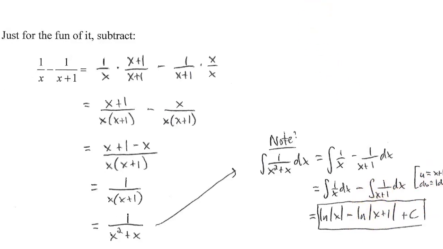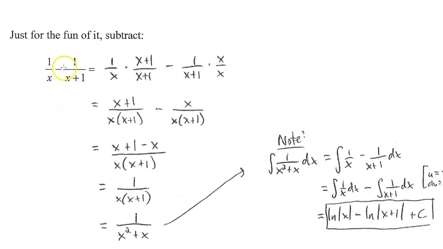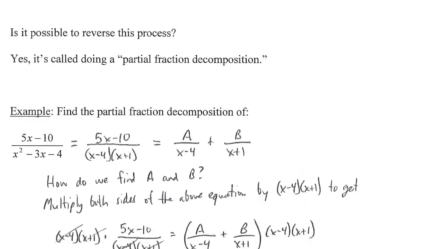Now, here's the question, though. Here, I started out with 1 over x minus 1 over x plus 1, and I combined them together to get this one. But if I were to try to do this integral, I would have to know how to do this process sort of backwards, because I wouldn't have known ahead of time that this is equal to these two things. So taking this rational function and breaking it apart into these pieces here, that's called doing partial fractions, right? 1 over x minus 1 over x plus 1 is called the partial fraction decomposition of this. So the question is really, can we reverse this process that we just did? Is it possible to reverse this process? Yes, it's called doing a partial fraction decomposition.